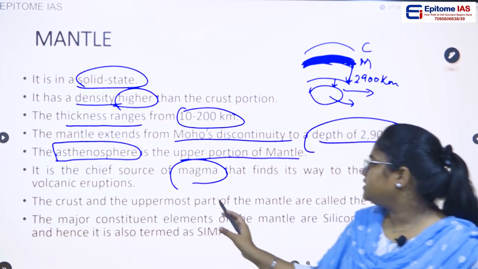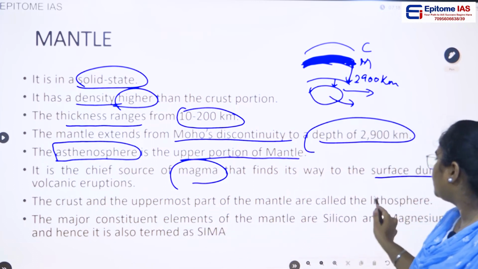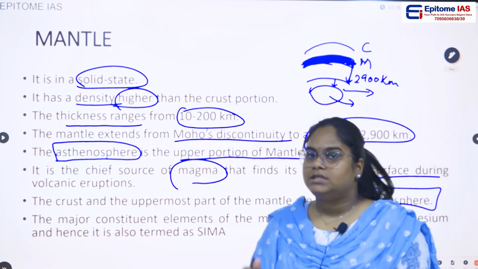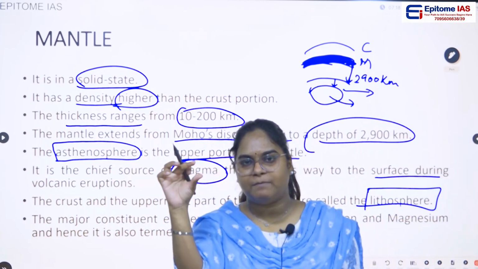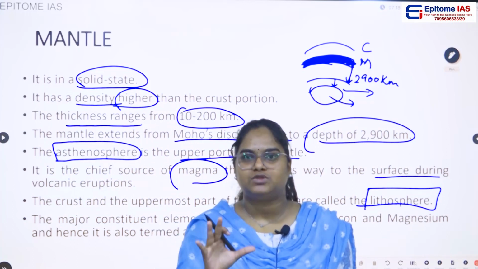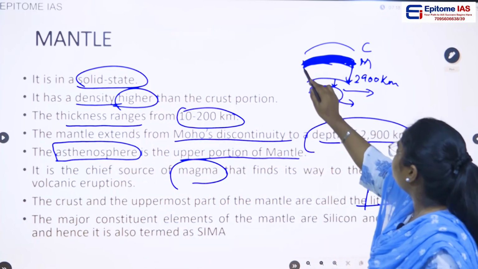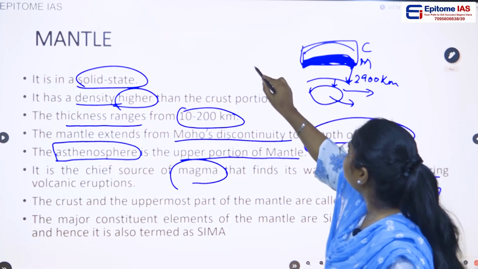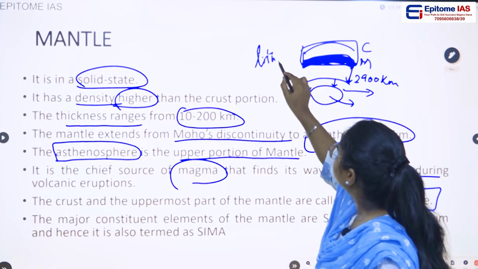The crust and the uppermost part of the mantle are called the lithosphere. Just now we saw that in the picture. The uppermost part of the mantle together with the crust is known as the lithosphere. The uppermost part and the crust, these both together are known as the lithosphere.